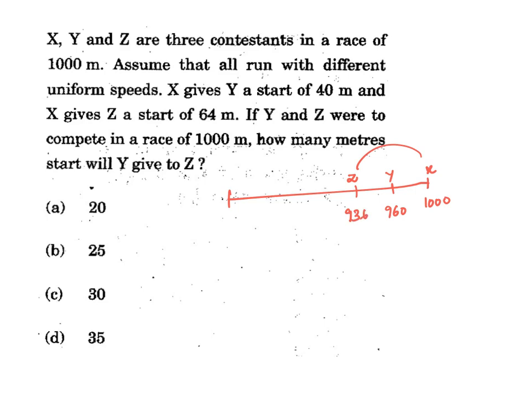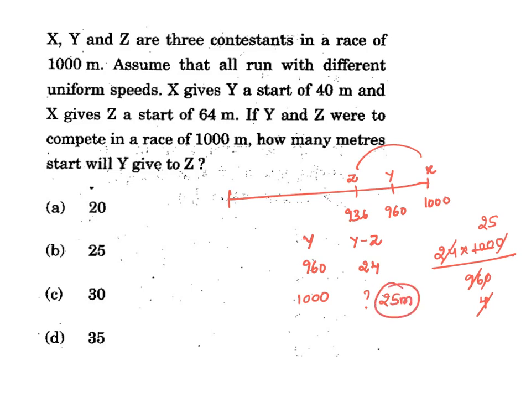So he is asking you, if Y and Z were to compete in a race of 1000 meters, how many meters start will Y give to Z? When Y is at 960, what is Y minus Z? That is 24. If Y is to reach 1000, Y minus Z is how much? Cross multiply: 24 into 1000 by 960. 0, 0 cancel. 24 ones are 24, fours are 4, 4 ones are 4, 25s are 25. So it will be 25 meters. So Y gives a start of 25 meters to Z in a race of 1000 meters.